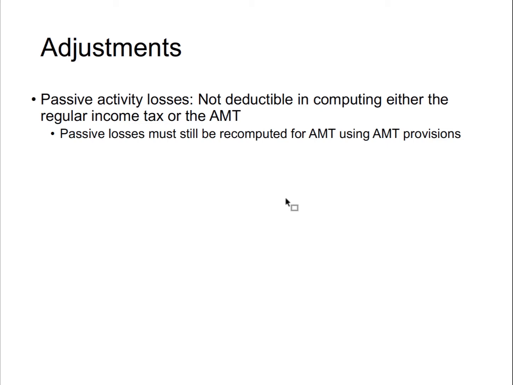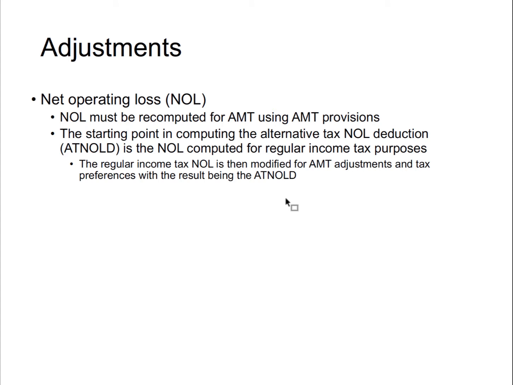A lot of things are different in calculation. A lot of it has to do with these various cost recovery deductions like depreciation and whatnot. So very important: NOLs have to be computed differently, using an alternative tax NOL deduction calculation. The starting point in computing the alternative tax NOL deduction is the NOL computed for regular tax purposes, and then modified for the AMT adjustments and tax preferences.